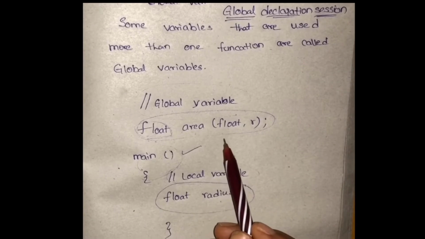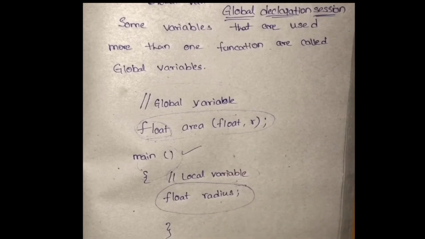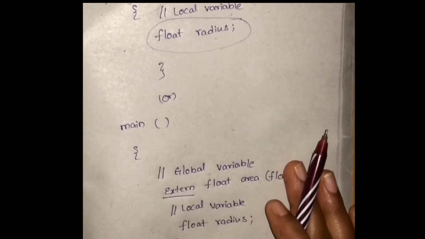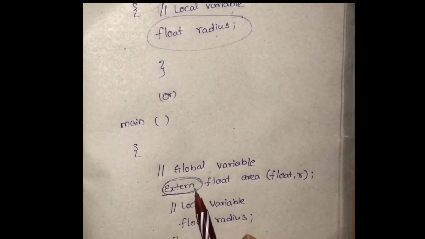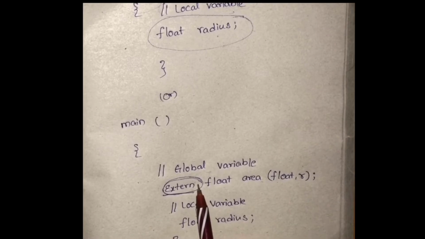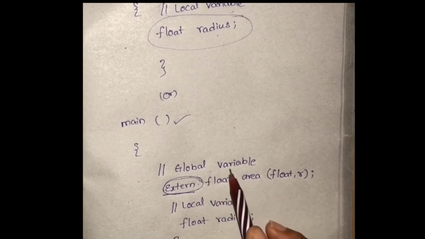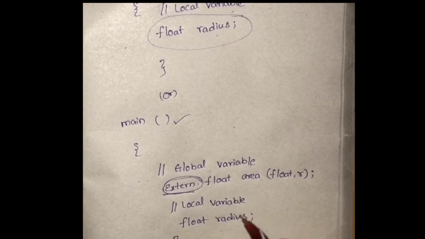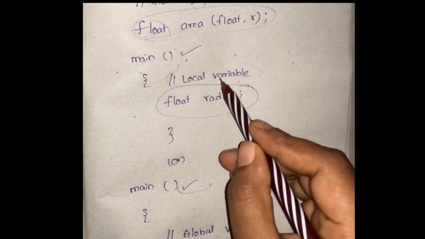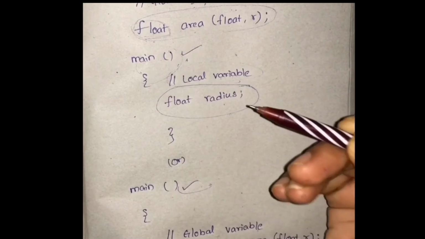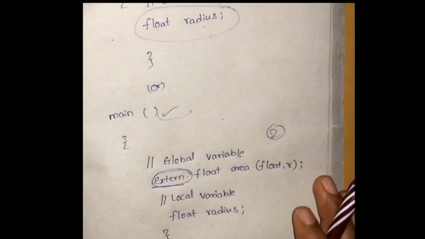If we want to declare a global variable inside the main function, we need to introduce a keyword, which is extern. We need to introduce this keyword if we want to declare a global variable inside the main function. Here I am declaring both the global variable and the local variable inside the main function. Here I am declaring the global variable outside the main function and the local variable inside the main function. We can declare global and local variables in two ways. This is one case, another case is this one.